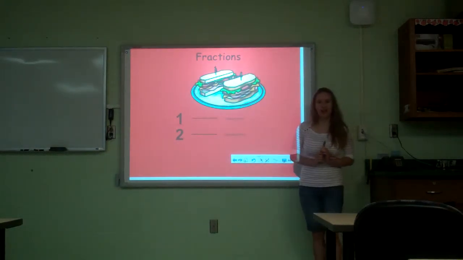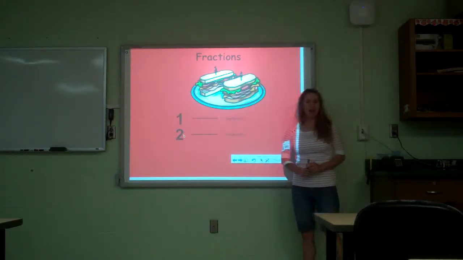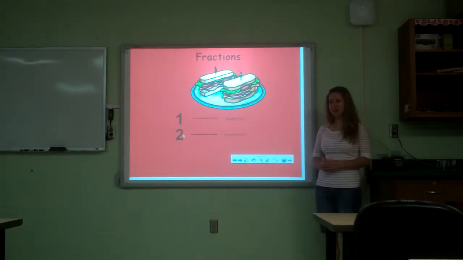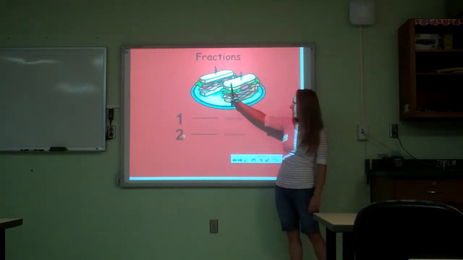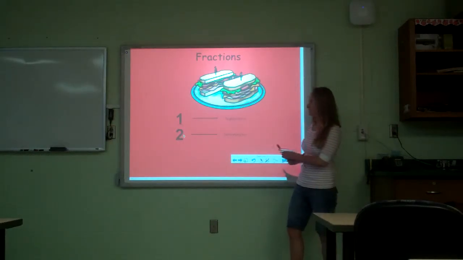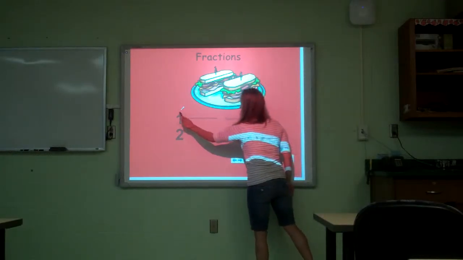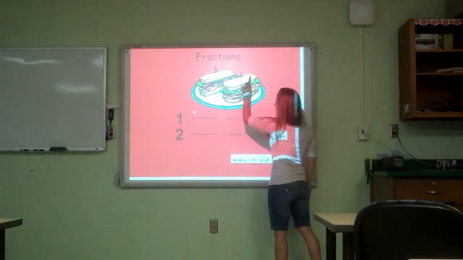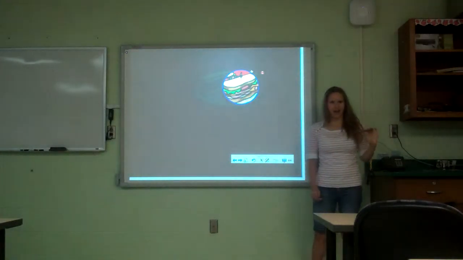When I'm writing a fraction, my bottom number is called my denominator. And my denominator is going to be how many equal parts that I'm talking about. So if I have one whole sandwich and I divide it into 2 parts, that's going to be my denominator. Now if I'm just talking about one of those parts, then my fraction is going to be 1 half.